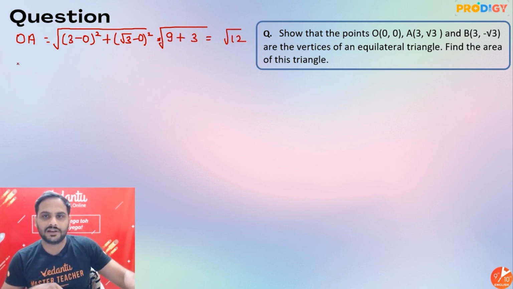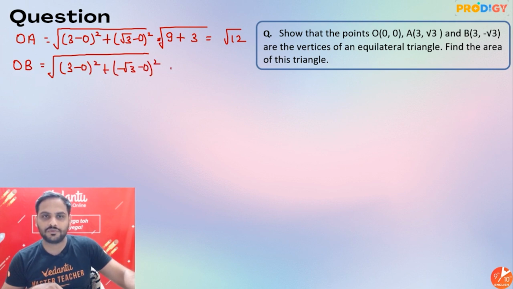Okay. Let's see what is OB. OB will be 3 minus 0 whole square. Then here we have minus root 3 minus 0 whole square, which is again root of 9 plus 3, which is again root 12.